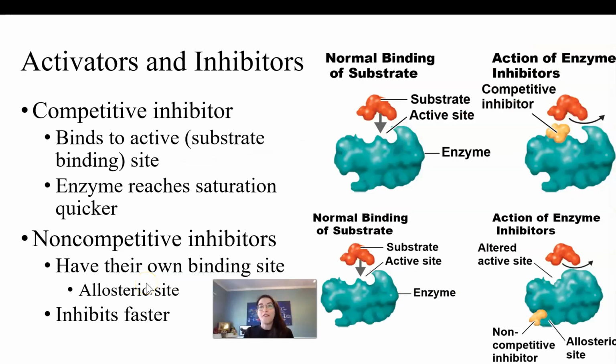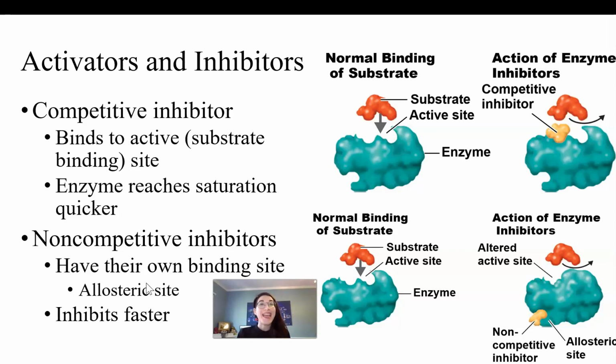Another group of factors that affect enzymatic rate are molecules that bind to the enzyme and alter its structure and therefore its function. We call these activators and inhibitors. Here I'm going to focus on inhibitors, but activators function in the same manner, just kind of in reverse. Inhibitors fall into two major groups.